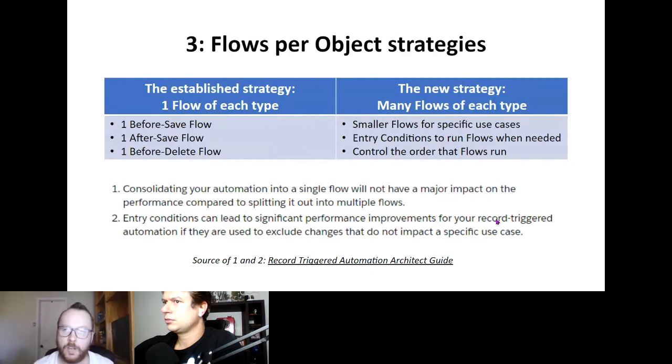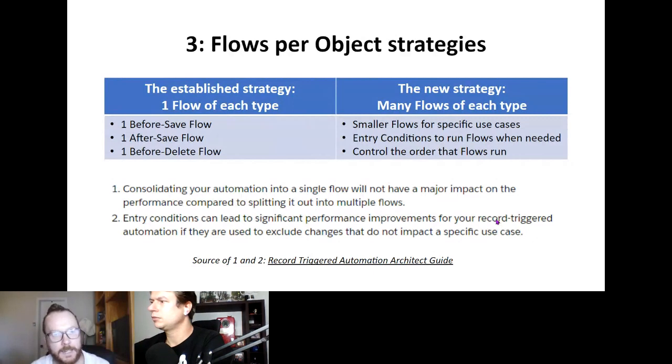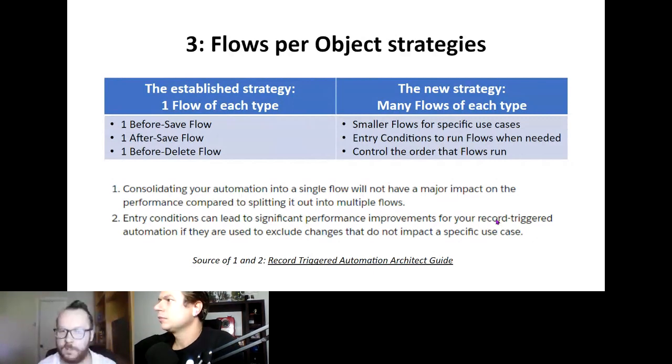Now, as far as I'm aware, Salesforce hasn't made any explicit recommendations. They haven't said that one approach is better than the other. But if you look at the bullet points below the table here, especially number 2, this is from the Record-Triggered Architect Guide that I put in the chat. You'll see that the second point is basically saying, if you can have flows only run when they need to run by using entry conditions, then you're going to see significant performance improvements, as opposed to flows just running all the time and maybe not even doing anything.